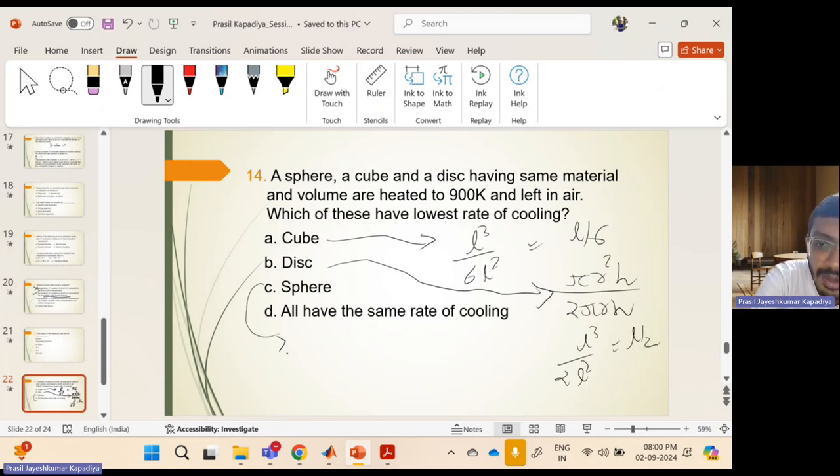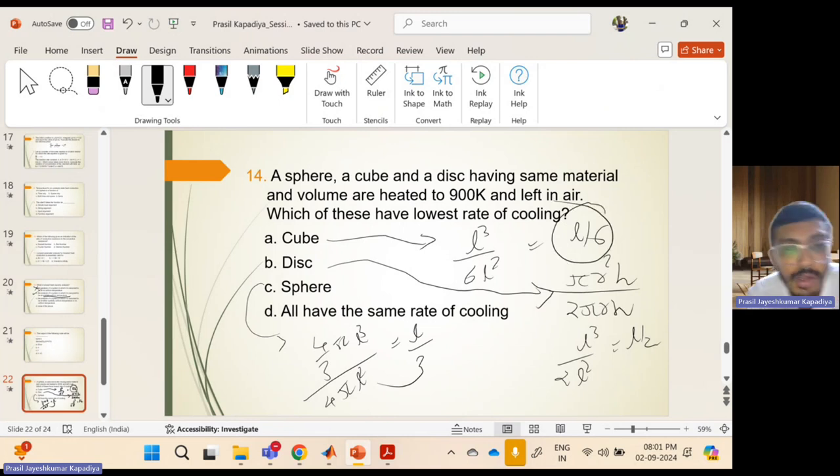And sphere, volume is 4 by 3 pi r cube. Let's say it is L cube and area is 4 pi r square, L square. So it is L by 3. So this ratio is minimum for cube. So we can say that cube has the lowest cooling rate.